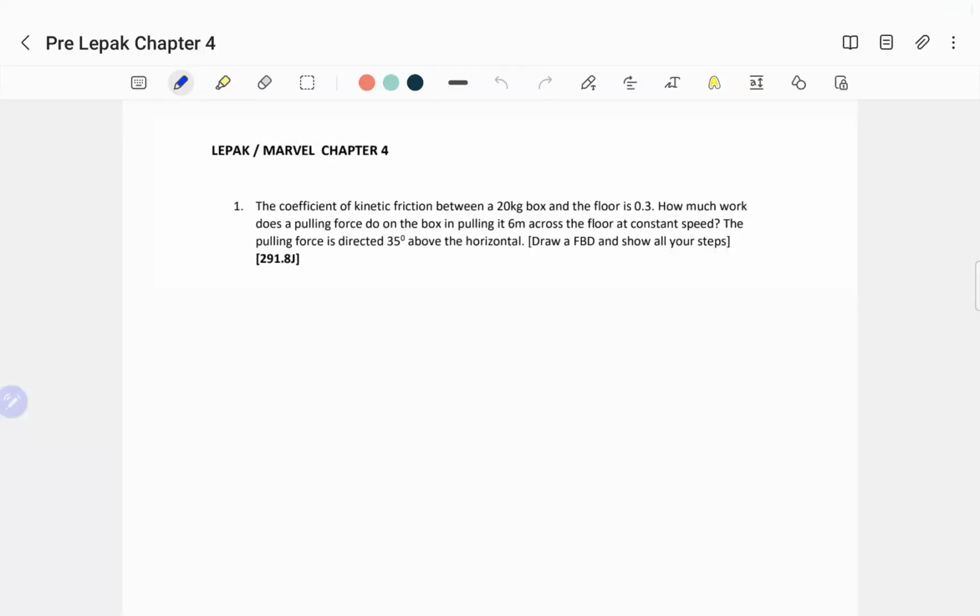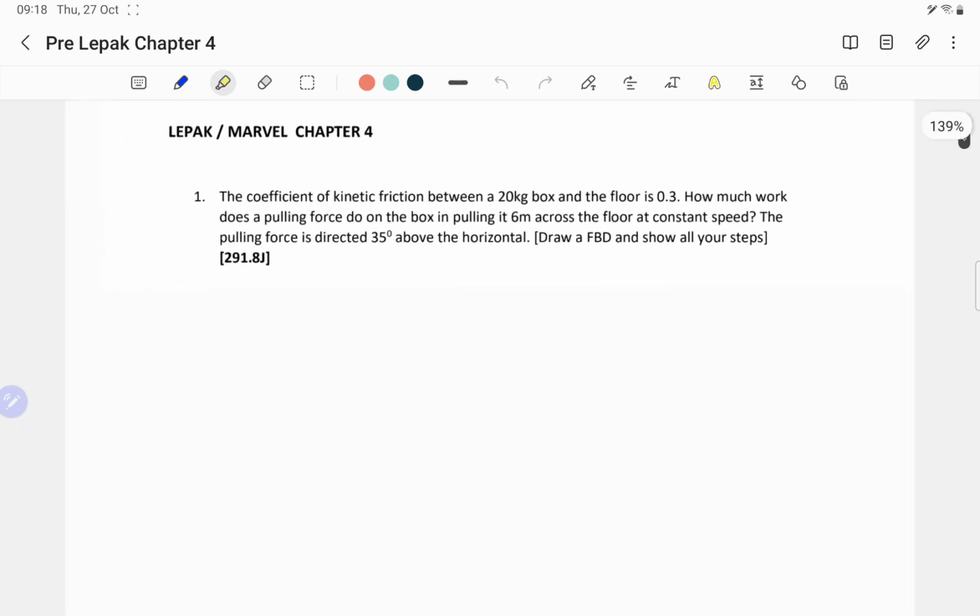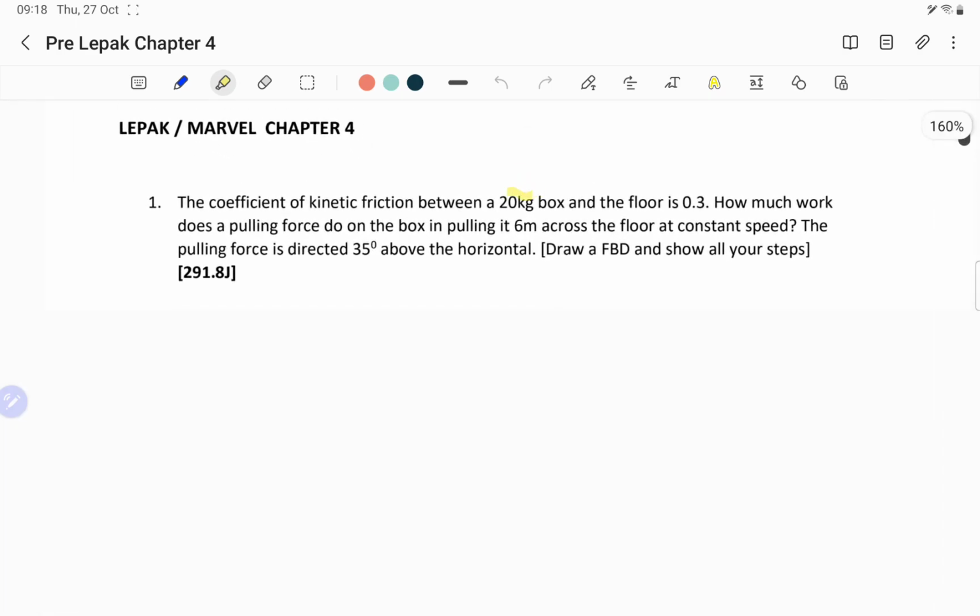Hello there. Okay, so for today we will look into LEPAK, Marvel Chapter 4. For the first question, you're given a coefficient of kinetic friction. So you have a box with a mass of 20 kg, and the coefficient given is 0.3.